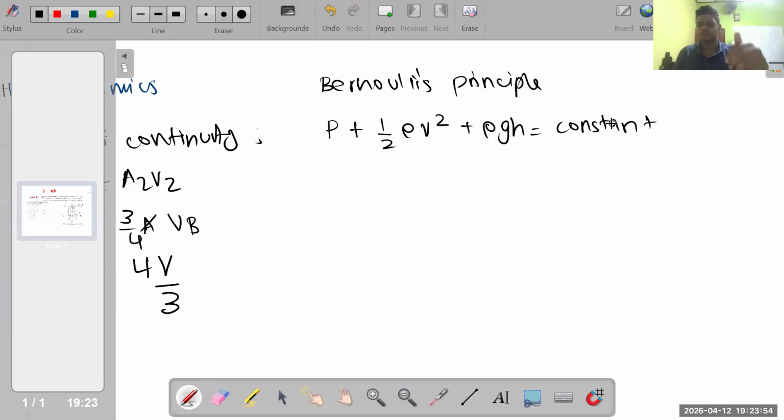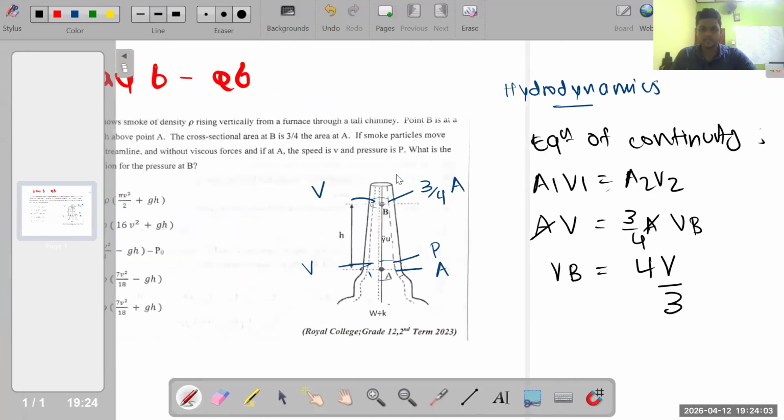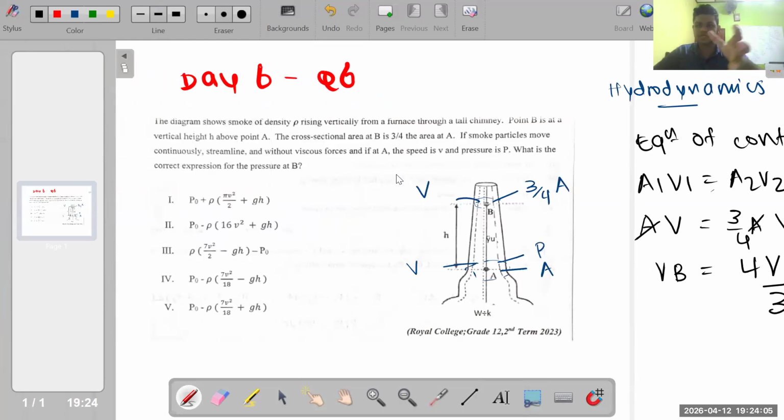This is applied to non-viscous, streamlined, incompressible flows, right? Now let's see how we can arrange this information into that equation. We know the pressure at A is given as P naught. It should be P naught, because in the answer they have given it as P naught. So I have P naught. Fine. We have to find the pressure at this point. That is the question.